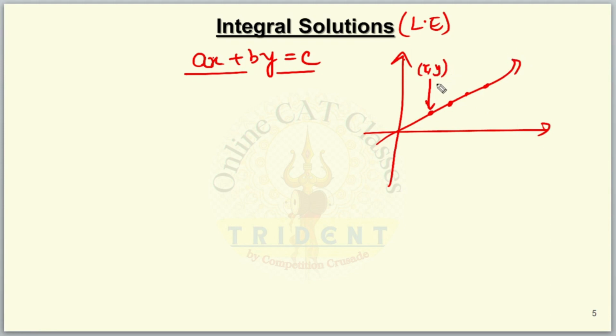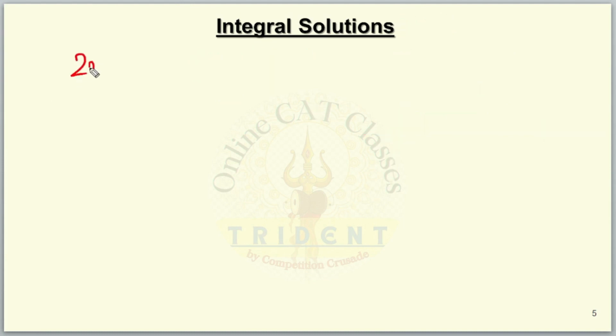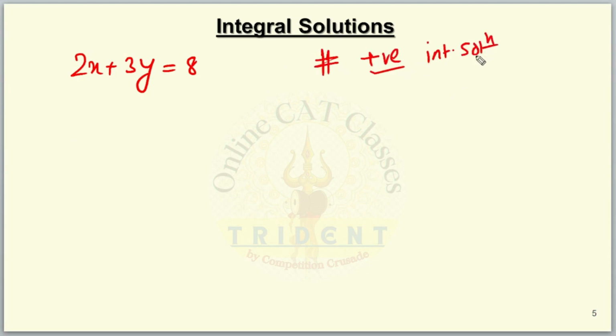Now, it can have infinite solutions, but only so many integer solutions. We know what an integer is. So let's look at an example: 2x plus 3y is equal to 8. You have to tell me the total number of positive integer solutions. There is a typical algorithm that I use for these types of questions.